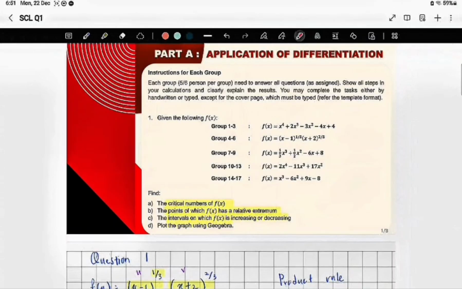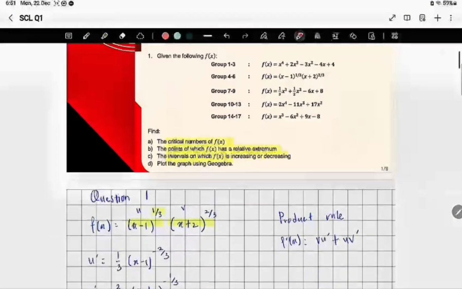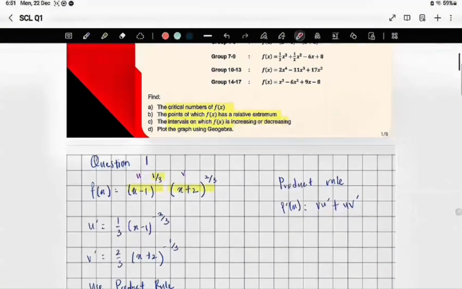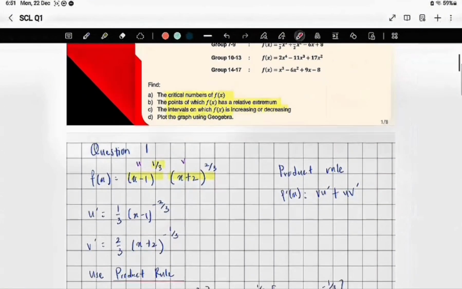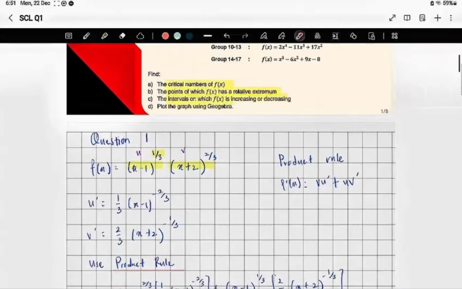For our group 6, this is the function that we need to solve for question 1. Moving forward, for the first part, we need to find the derivative. Since our function given here is a product of two terms, we use the product rule. I've written here the product rule: VU prime plus UV prime.